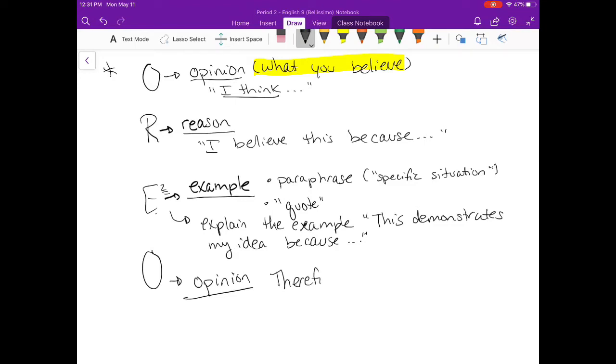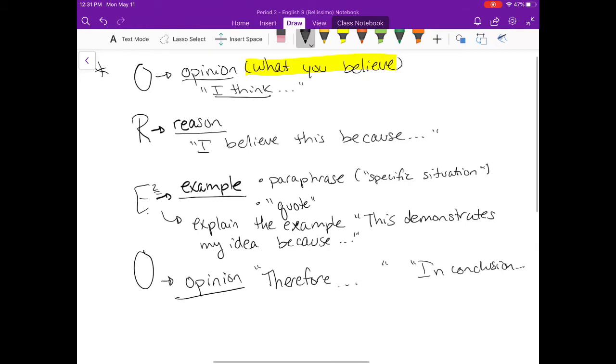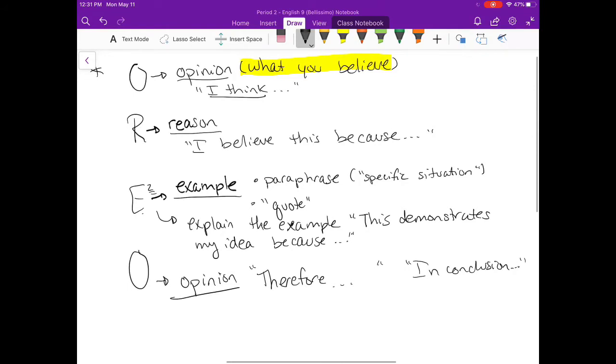Therefore, in conclusion. That wasn't supposed to be so big. In conclusion, so, that right there will give me a nice strong explanation of what you're thinking, how you're thinking, and how you've come to that conclusion, right?